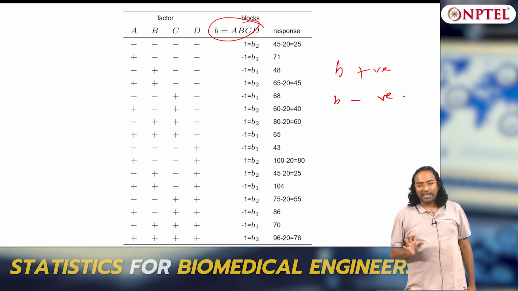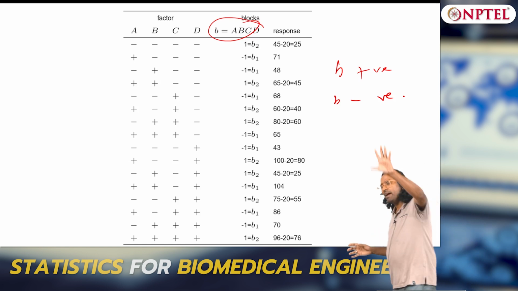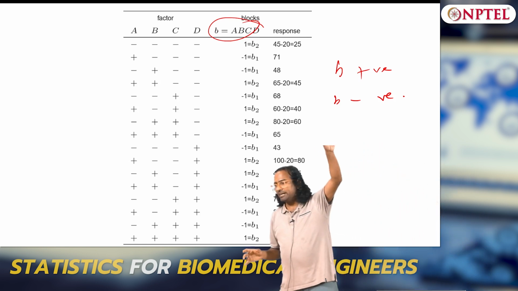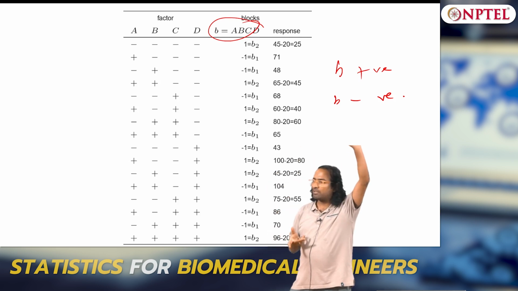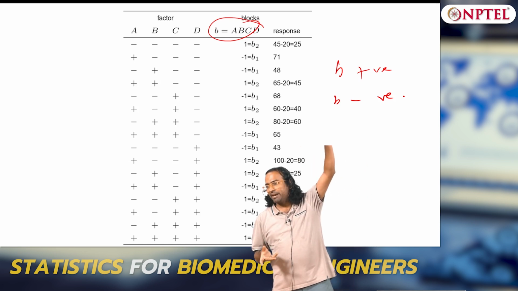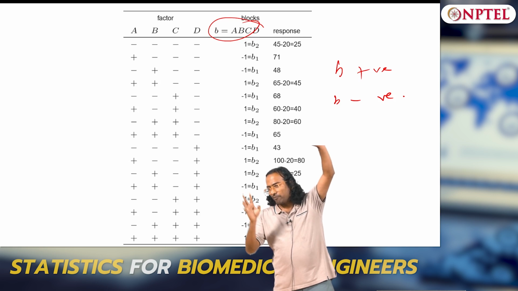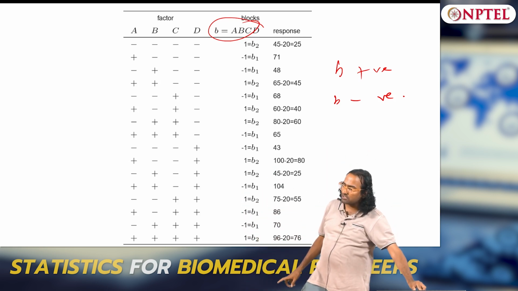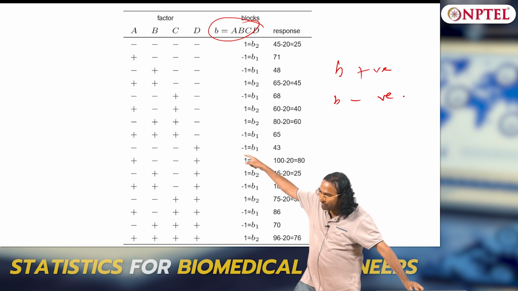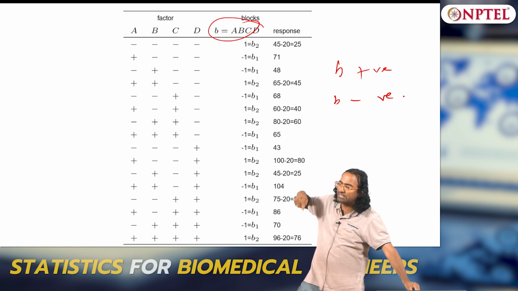So what are we defining? You are defining the block to be the highest order interaction, and then you conduct experiments such that the block is positive and the block is negative. If B equals to A, B, C, D, if you define 4 factors and B equals to A, B, C, D, how do you define the blocks? B equals to A, B, C, D positive, and B equals to A, B, C, D negative.